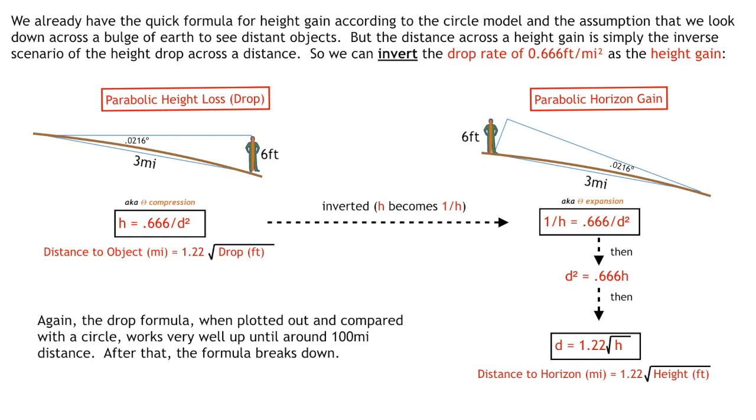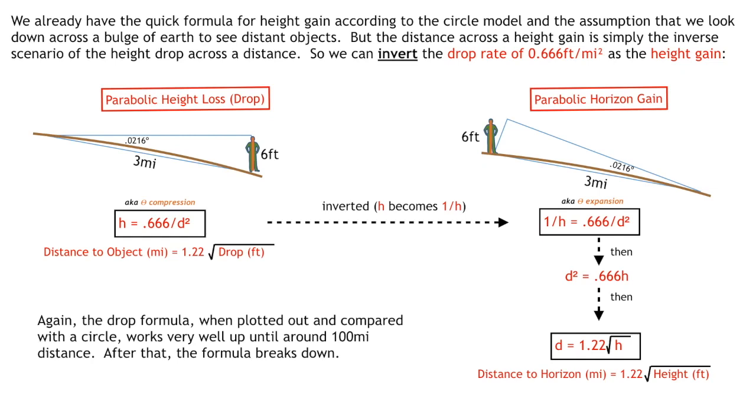We already have the quick formula for height gain according to the circle model, and the assumption that we look down across a bulge of Earth to see distant objects, but the distance across a height gain is simply the inverse scenario of the height drop across a distance. So we can invert the drop rate of 0.666 feet per mile squared as the height gain and horizon distance gain. So the parabolic height loss or drop is then just inverted to become the parabolic horizon gain.